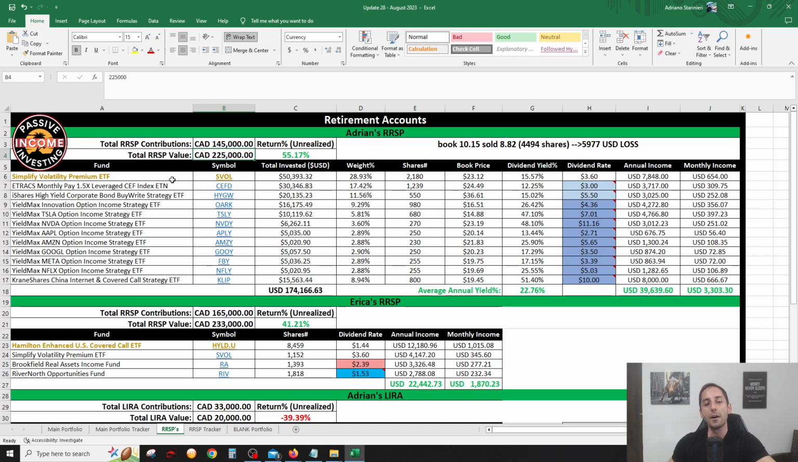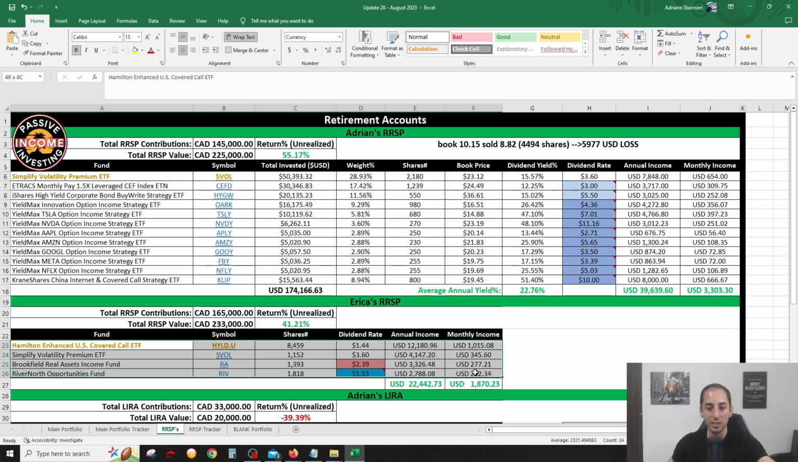So that's my RSP. For my wife's RSP, no changes, except of course the big story is RA drastically reduced their distribution 40%. I still have the original amount here because that is only taking effect in October, but probably in the next portfolio Unveil or maybe in the October one, you'll see the reduced distribution. If you haven't seen my RA video talking about the RA distribution cut, I strongly suggest you check it out. But it did put some pressure on the RSP value on my wife's account.